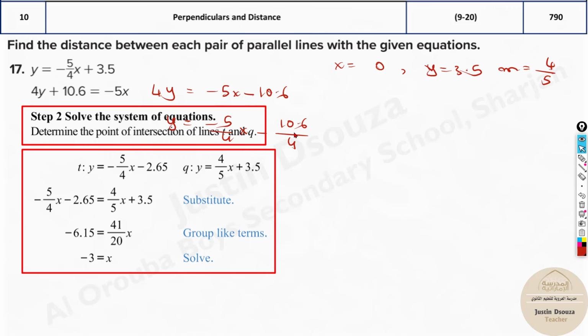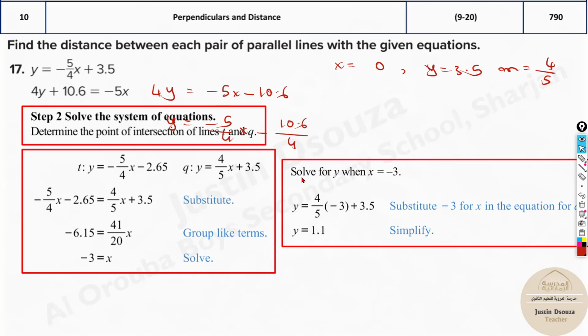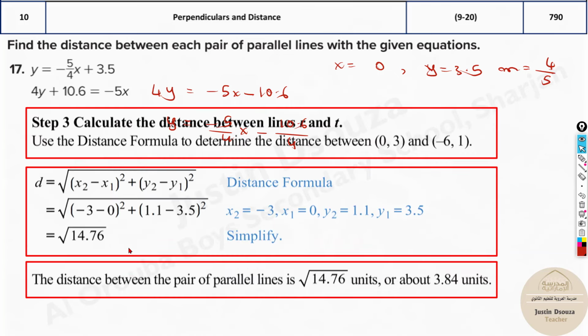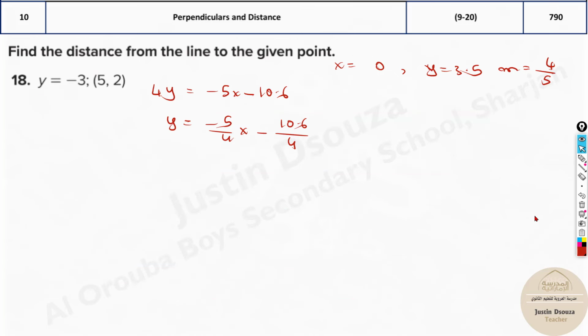Negative 5 by 4x minus 10.6 by 4 is 2.65. And then equated with the equation of the perpendicular line, you will get minus 3 as x, and then solve for y. And then this is the point of intersection for the second equation. And the distance between them is over here. It's 3.84 units. So please go through the others.